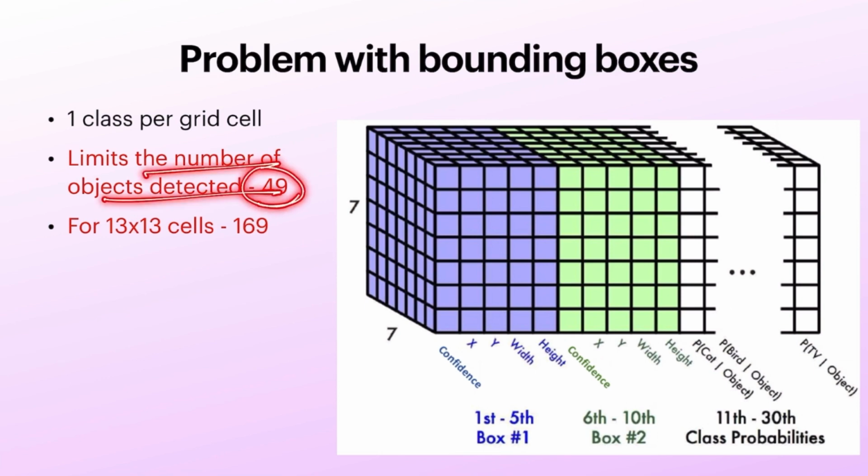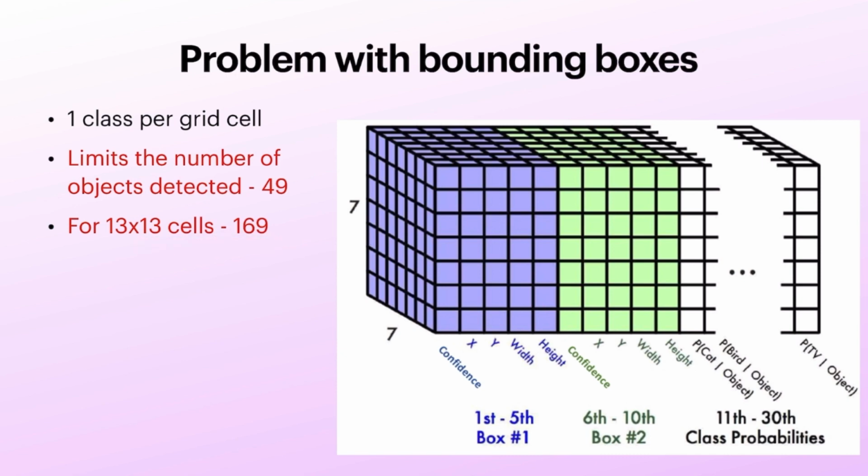In YOLO-V1 it is 49. We can only detect a maximum of 49 objects. If you increase to 13 by 13 also, a maximum of 169 objects you can detect, right? In a very crowded scenario, like a crowd gathering, you have chances that there will be more objects there. Now how should we go about this? How can we solve this one?